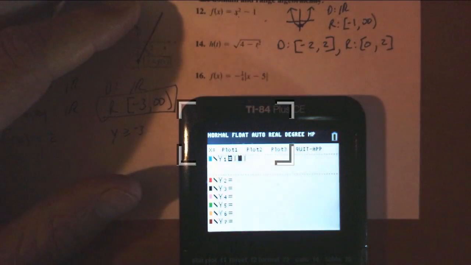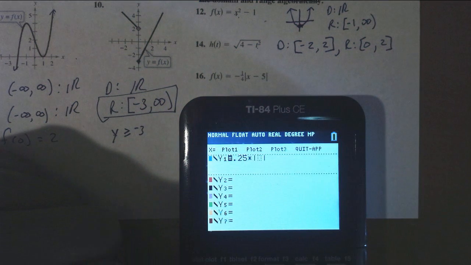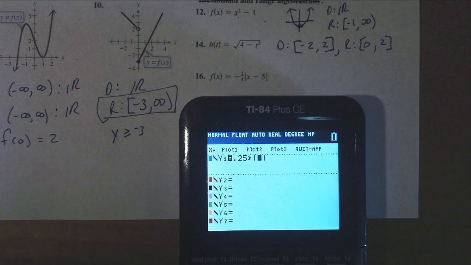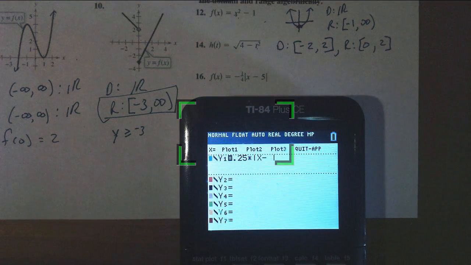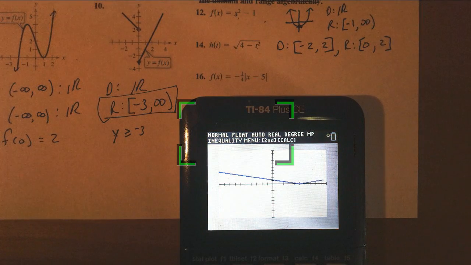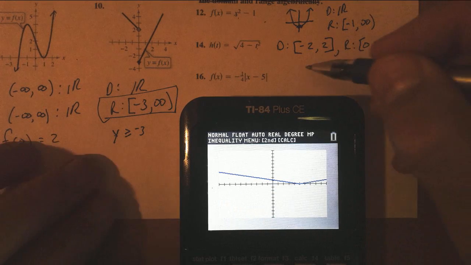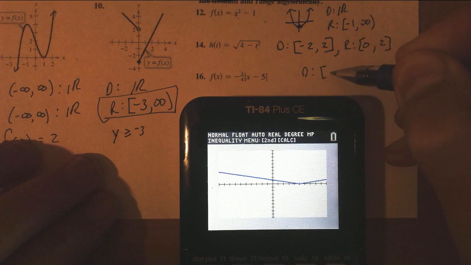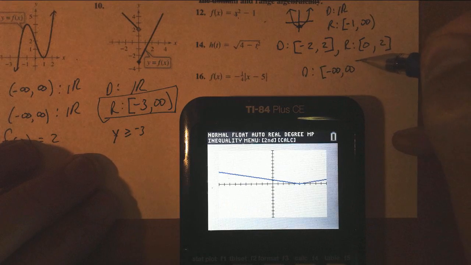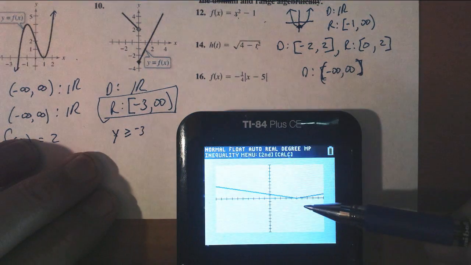Before that, I'm going to insert 0.25 times. You could do 1 divided by 4 if you wanted. And then I'm going to go x minus 5. And I will graph that guy. Okay, so as you can see, it appears like our domain exists forever. It goes -infinity to infinity, or maybe better yet, all reals. Whoops, parentheses, parentheses. And then our range appears like it starts at 0.